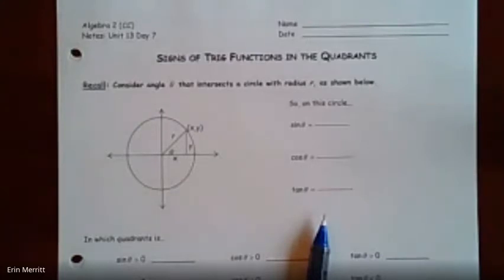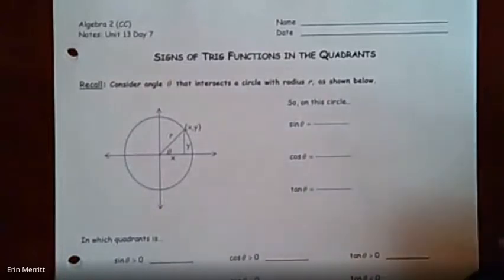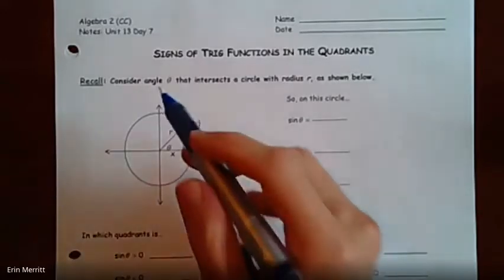Super exciting. What we're looking at when it says signs of trig functions, what you've probably noticed is that sometimes when you take the sine of an angle or cosine of an angle, it comes out positive. Sometimes it comes out negative. So what we want to look at for today is, can we figure out when that is going to happen? Is there a general way to know? And the answer is yes.